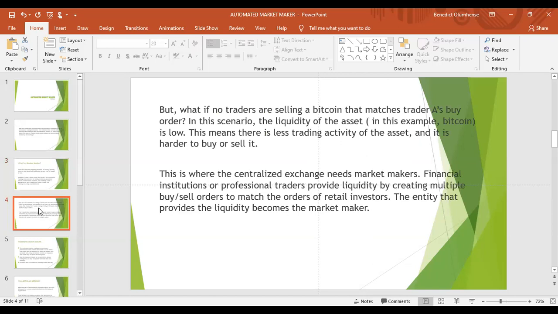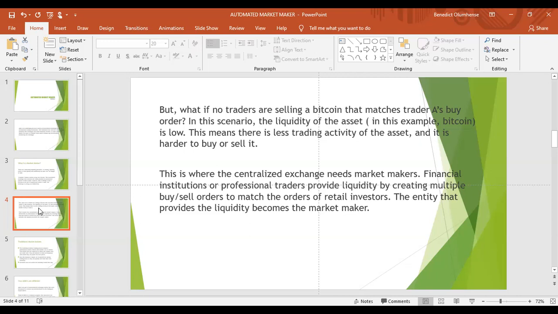So the current situation is that if you take that example and there is a situation whereby there are no Bitcoin traders or Bitcoin sellers, what automatically happens in a market maker, right? The liquidity of the asset in question, whether it's Bitcoin or any security, will be determined as low supply, which means there's less trading activity of the assets, and it's harder to buy or sell the assets, right? So this is where a centralized exchange needs market makers.